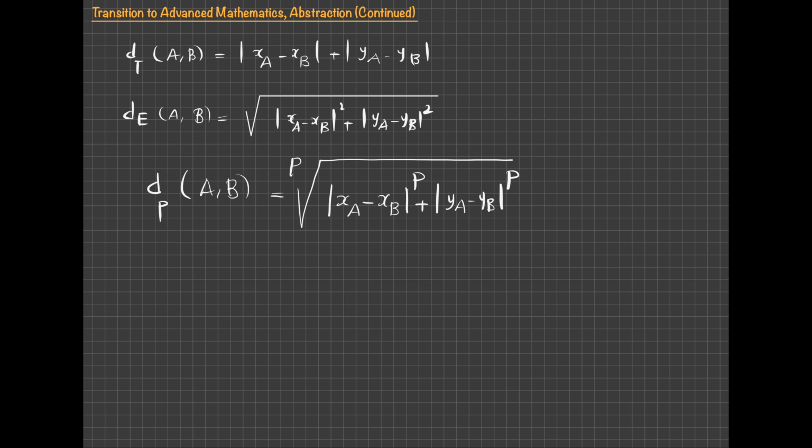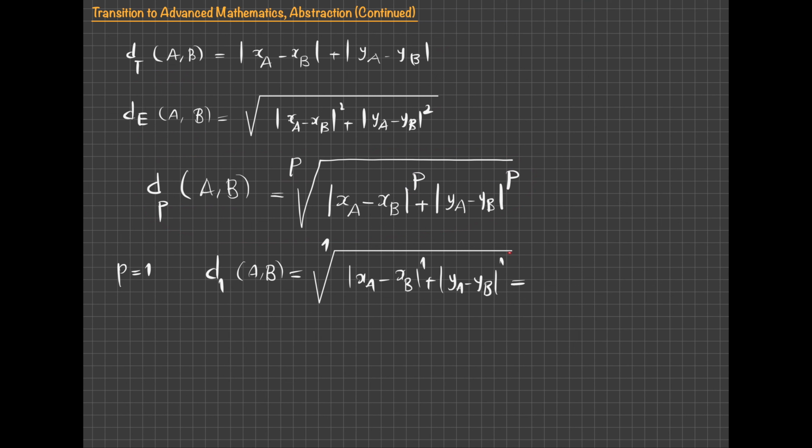Why? For example, if I choose p equal to 1, then D_1 of A and B reads like this. This becomes the first root of the absolute value of x_a minus x_b to the power 1, plus the absolute value of y_a minus y_b to the power 1. But the first root means the number itself, so this becomes simply the absolute value of x_a minus x_b plus the absolute value of y_a minus y_b. If I ask you what this is, it is exactly the taxicab metric.